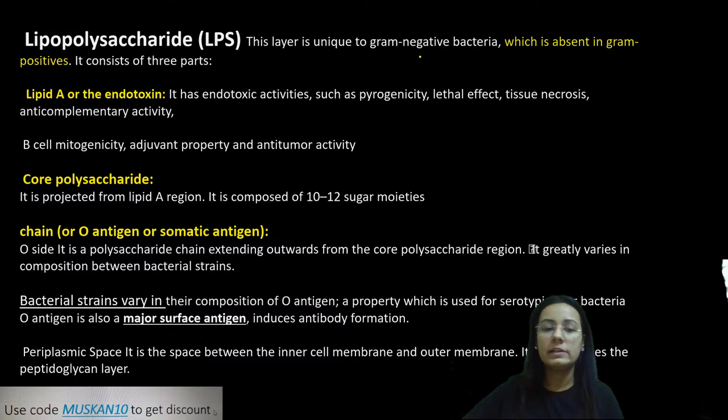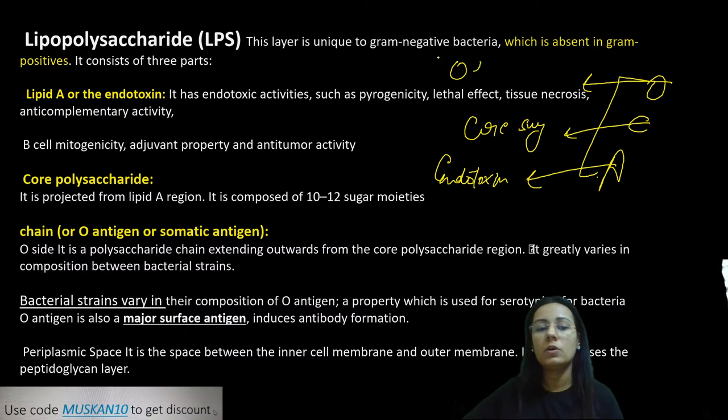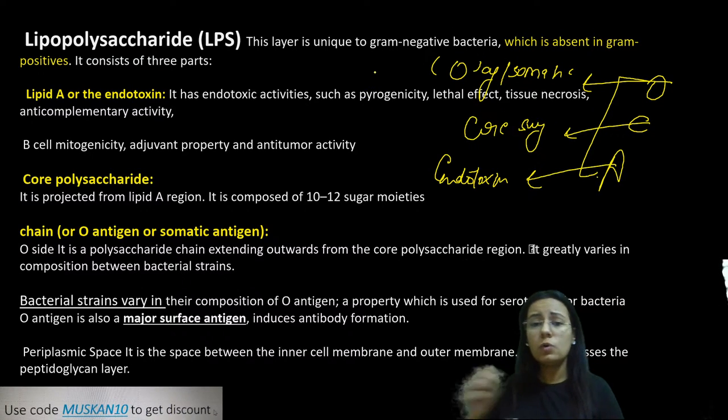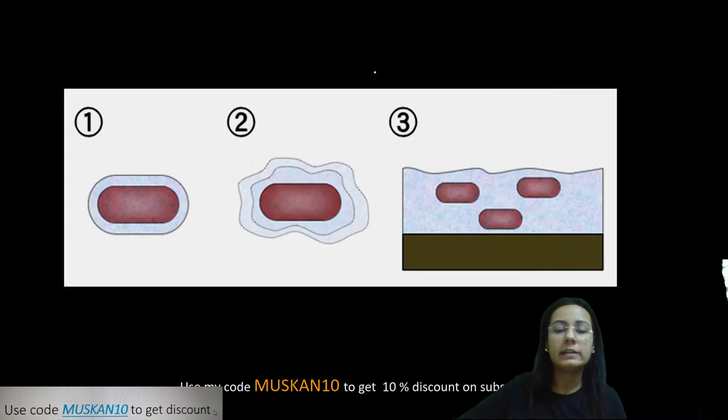For LPS, just remember it as A, T and O, consisting of three parts: A for endotoxin activity, T for core sugar moieties, and O for the O antigen or the somatic antigen. The O antigen shows variability, and that is responsible for the various bacterial strains depending on the variable O somatic antigen.